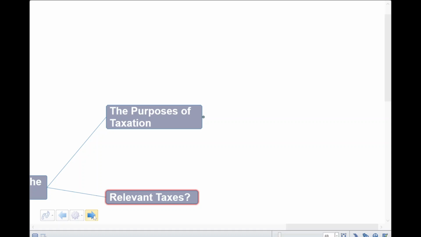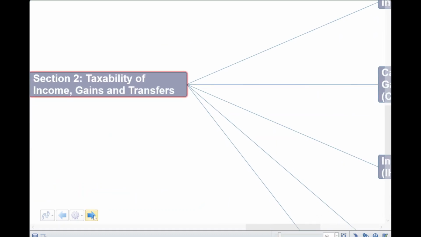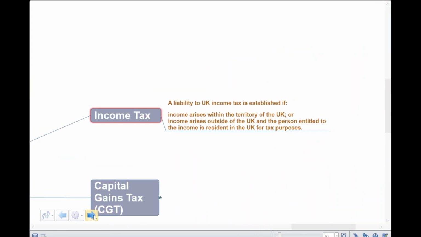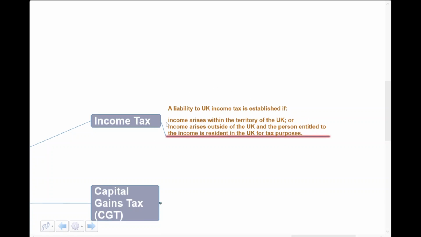Now, in terms of relevant taxes, there are a number in our syllabus. The first one, and indeed the biggest area of the TX syllabus for us, is income tax. A liability to UK income tax arises in several cases: if the income is within UK territory, and also if the income is outside of the UK but the person is resident in the UK for tax purposes. So note the difference there.